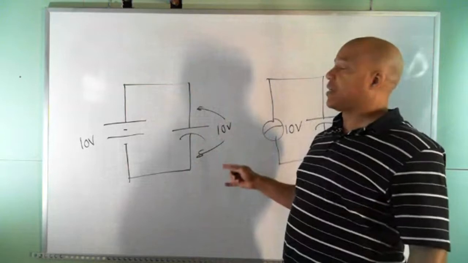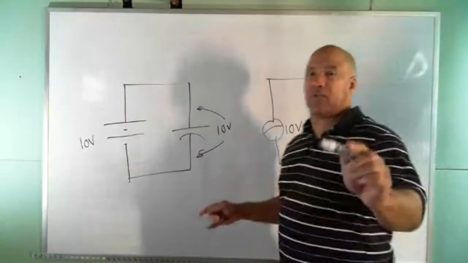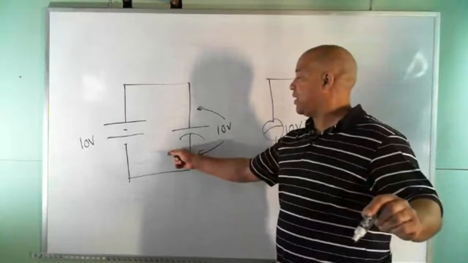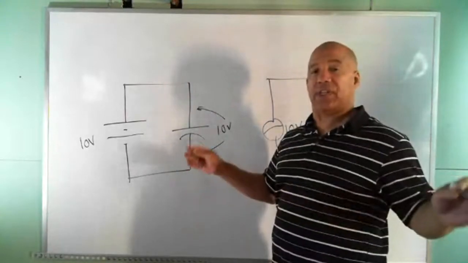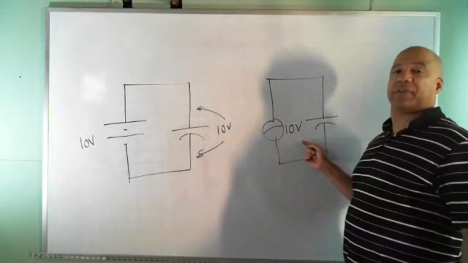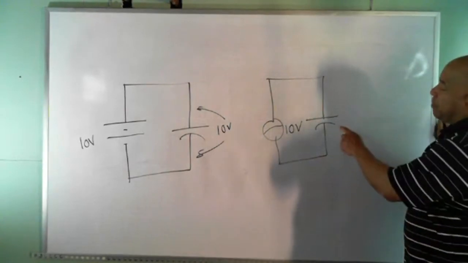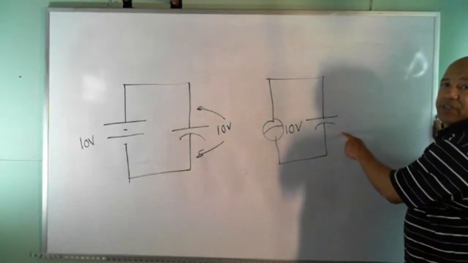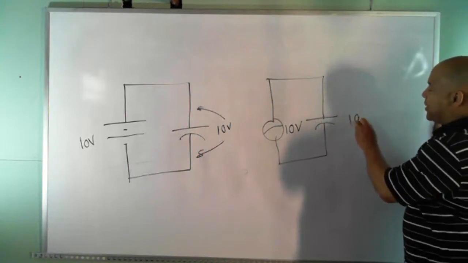So in a DC circuit, the capacitor will charge up. Once it's charged, it's over. It just holds the charge. In an AC circuit, it's different. In the AC circuit, the capacitor actually provides ohms of opposition. So let's say it provides 10 ohms of opposition.